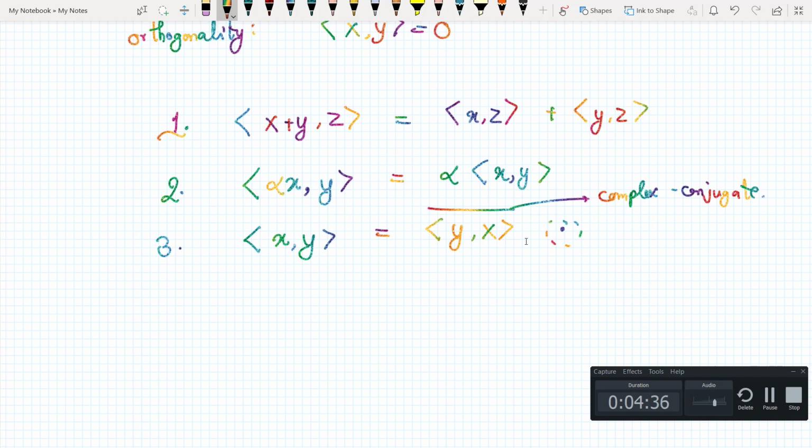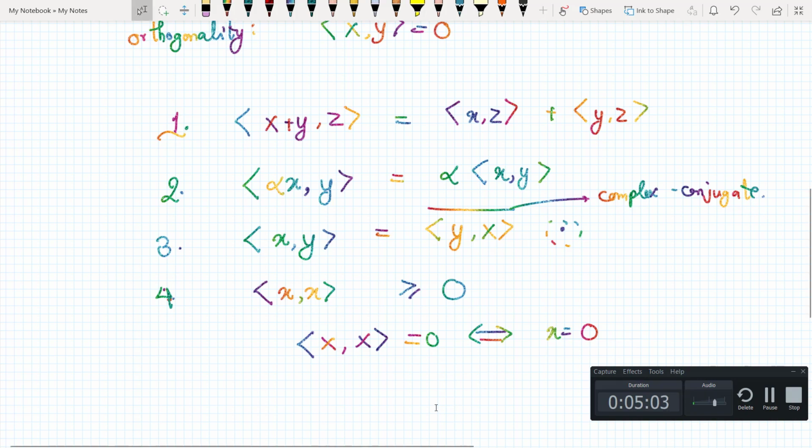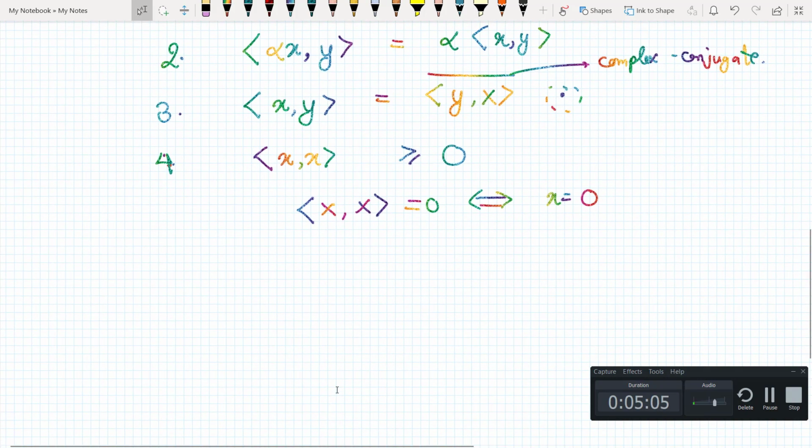And what was the fourth property? The fourth property was as before, like we had in norm spaces, that the inner product would always be greater than or equal to 0. And last but not the least, that the inner product is 0 if and only if x itself is 0. Just like we had in the case of normed operators. And now an inner product on x defines a norm on x.